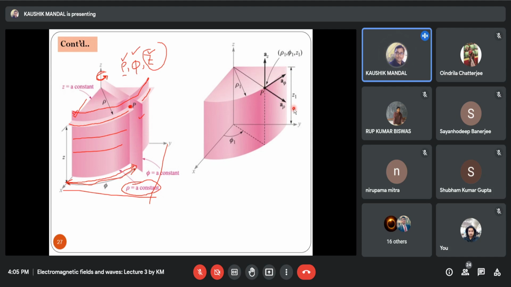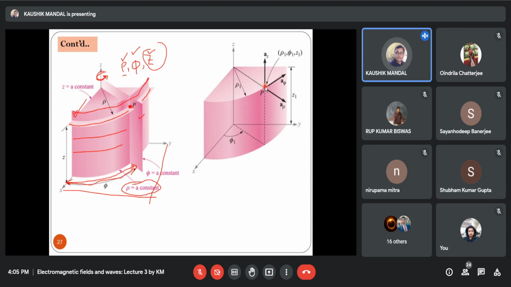Next, the unit vector along Z. For the Z axis, which particular plane or surface is responsible for Z? The top surface or the bottom surface? Basically on this particular surface, Z is constant. So this surface is responsible for the Z coordinate. To draw the unit vector, you just draw a normal. Normal means a perpendicular to this particular plane.